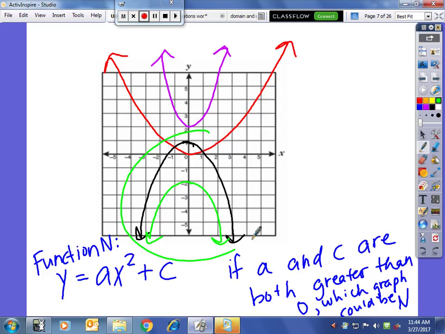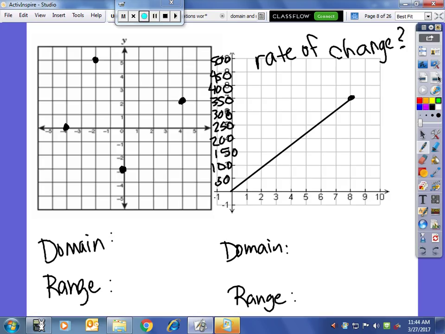What's the maximum value of that black parabola? 1. The value of a function is always its y value. What's the minimum value for the pink one? 2. The minimum value on that whole function is 2. What's the maximum value for the green one? Negative 2. So it's kind of the same. It's all about the vertex.